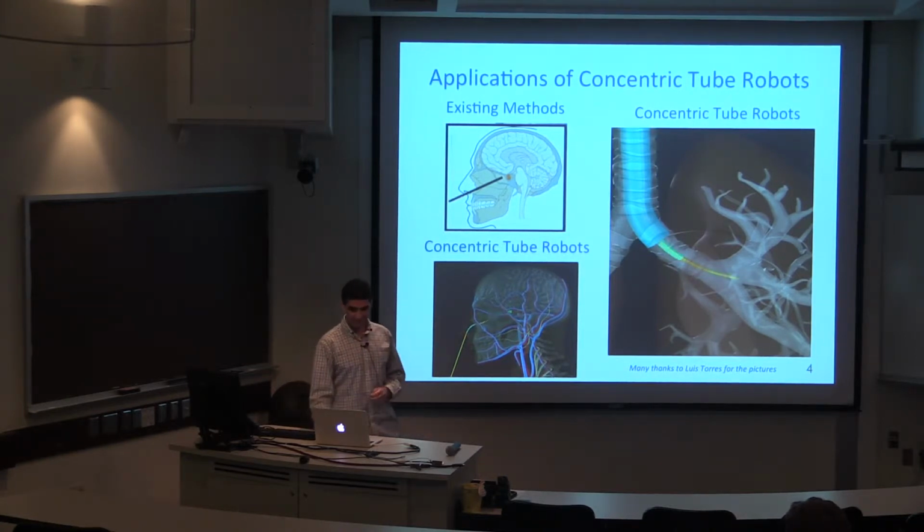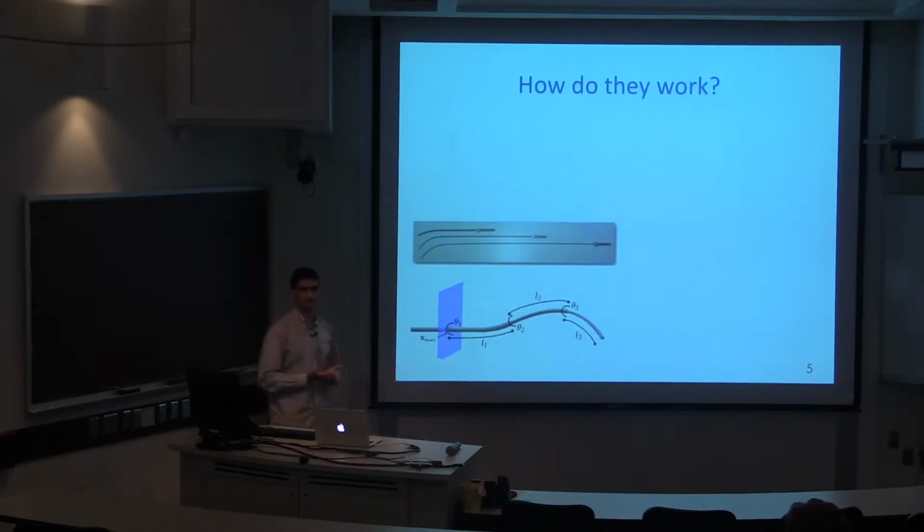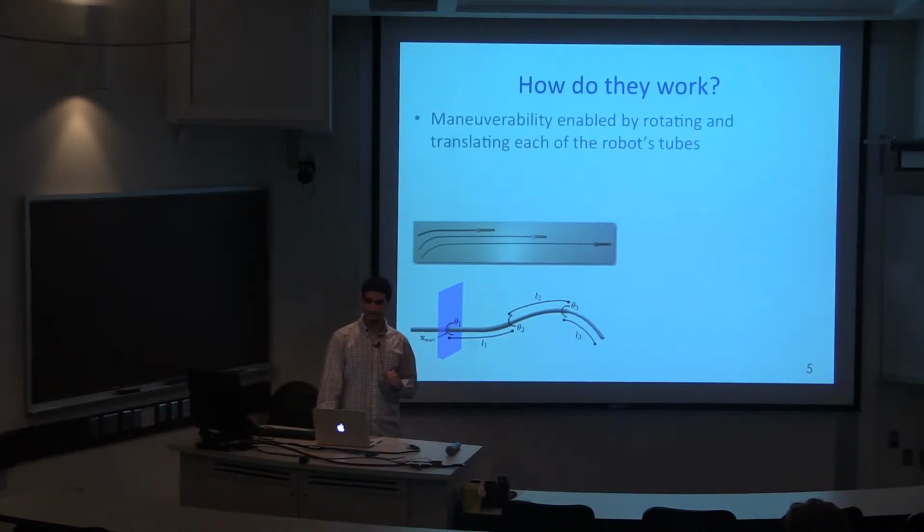Okay. So these robots sound pretty cool, but we might want to know how they really work. These robots are built from concentric tubes. Here we have 3 tubes. And when put together appropriately, the robot may look something like this. During a surgery, the physician may want to move this robot. And moving this robot is enabled by rotating and translating each one of these tubes. As you can see here, each tube has a theta and L parameter.